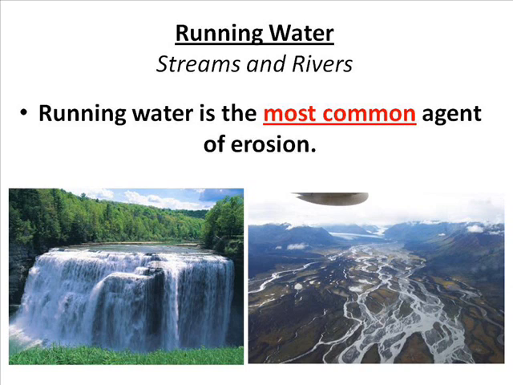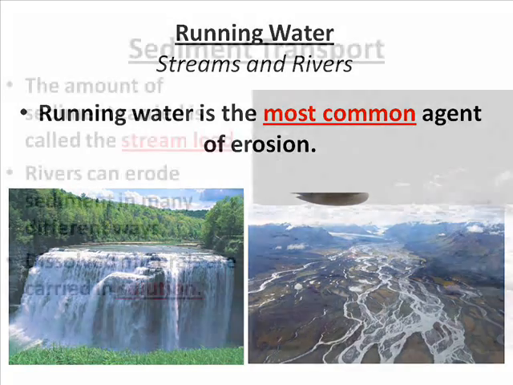Running water is the most common agent of erosion on Earth's surface. Water that does not soak into the ground or evaporate into the air flows across the ground and is called runoff. Erosion begins when runoff carries small particles of soil downhill. Runoff gradually forms small channels in the soil, which eventually join together to form larger ones. Larger channels then flow together to form streams and rivers.